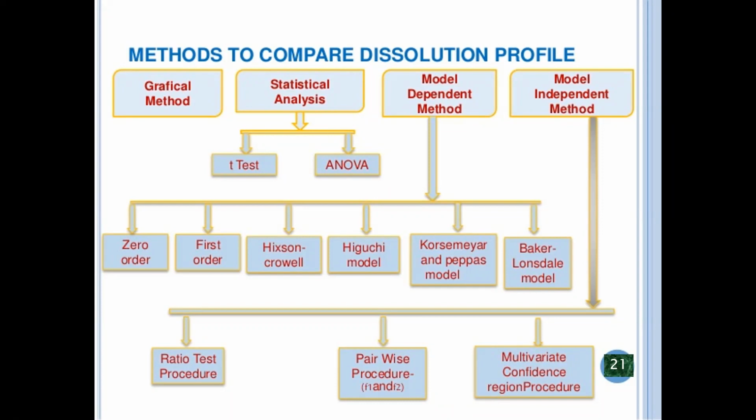Model dependent method. The model dependent method can be further divided into several parts: zero order, first order, Higuchi, Korsmeyer-Peppas model, Baker-Lonsdale model. And the last one is the model independent method. The model independent method is also further divided into various procedures. First one is the ratio test procedure. Second one is the pairwise procedure, F1 and F2, and the last one is the multivariate confidence region procedure.